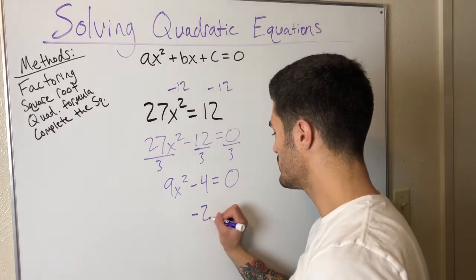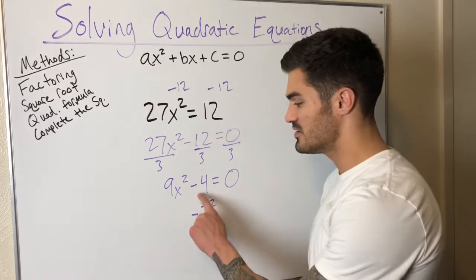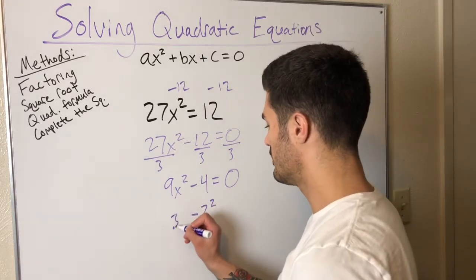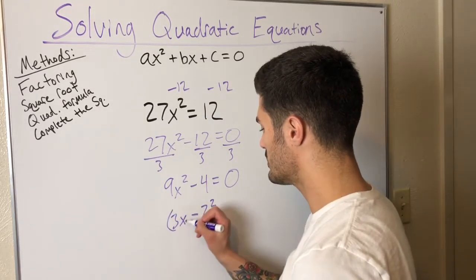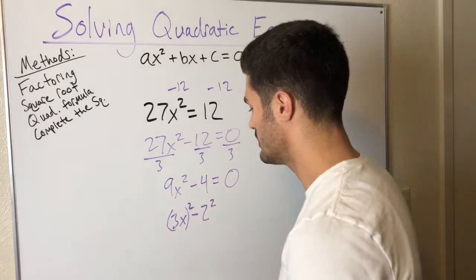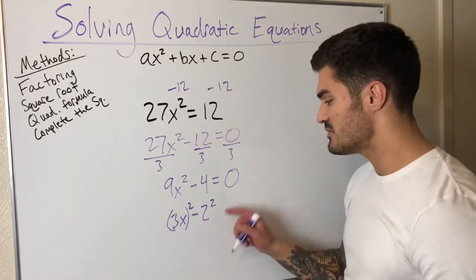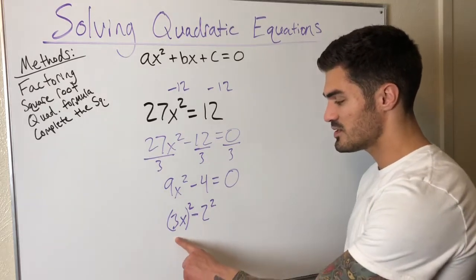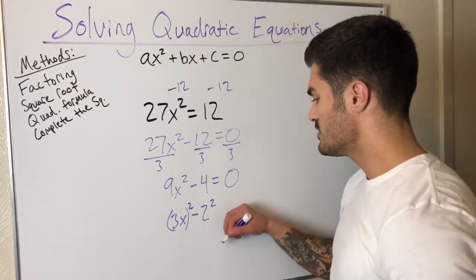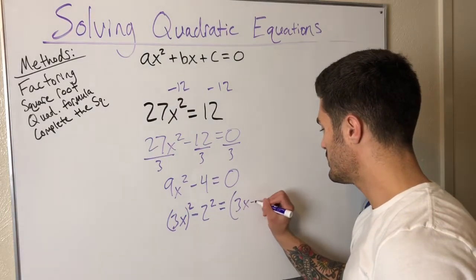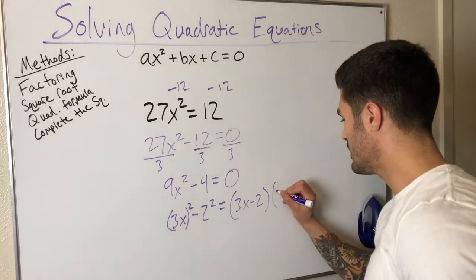This part is obvious, 2 squared. That's my b in this case. But what is my a? It's not 9x. It's 3x, right? 3x times 3x gives me that 9x squared I need. So I could rewrite this as what? A minus b times a plus b. And a is 3x, b is 2. So this can be rewritten as 3x minus 2 times 3x plus 2.